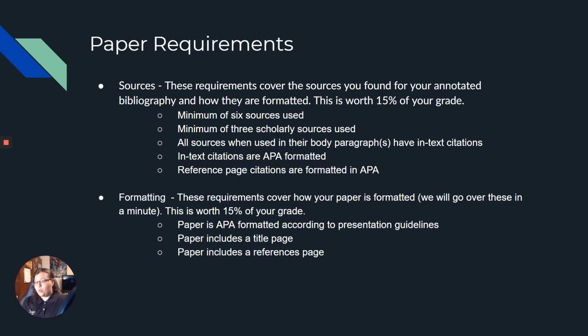Whenever you are writing your paper, all your sources, when used in the body paragraphs, must have in-text citations. And we'll go over how to write those in a second. Your in-text citations should be APA formatted, and your reference page for your citations should also be formatted in APA, and we'll go over how to cite those in just a second. Now, formatting: these requirements cover how your paper is formatted, and again, we'll go over these in a minute. This is worth 15% of your grade.